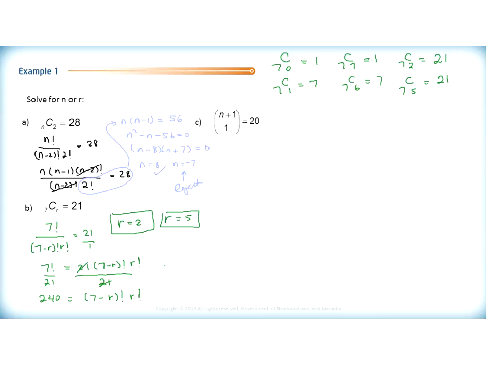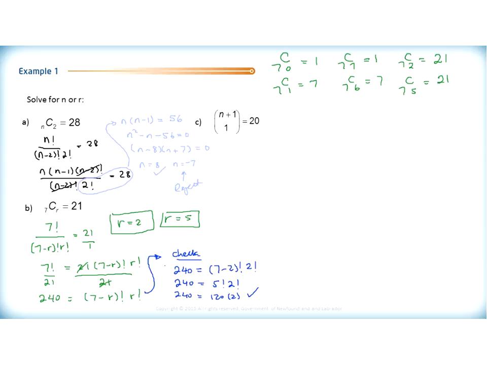Now if you want to double check it with your expression down here, we can check it from here as well. Let's check if R is equal to 2. I get 240 equals 7 subtract 2 factorial times 2 factorial. 240 should equal 5 factorial times 2 factorial. 240 should equal 5 factorial, which is 120, times 2. That works, doesn't it? And if I check R is equal to 5, I get the exact same answer. And that will work as well.